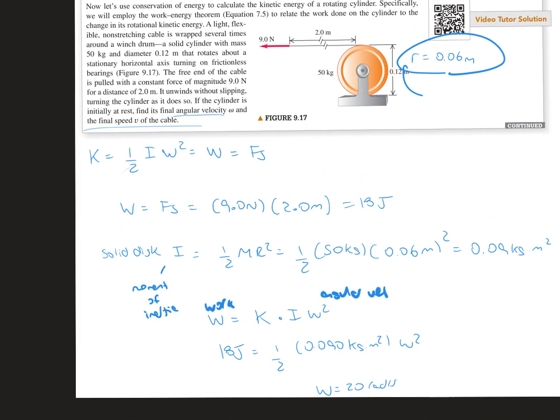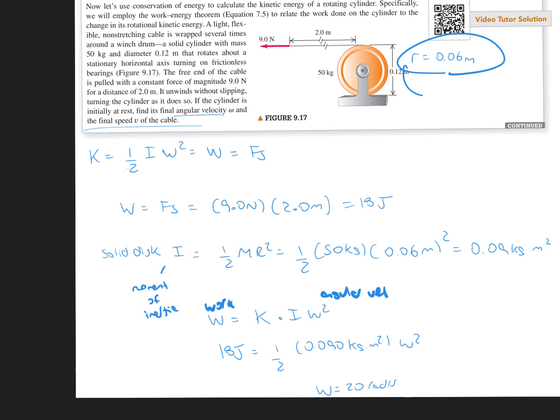Another thing that we know is that the kinetic energy is going to be equal to 1/2 times the moment of inertia times the angular velocity squared. And that's going to equal the work, or Fs. The work in this case is going to be the 9 newtons times the 2 meters, which is 18 joules.